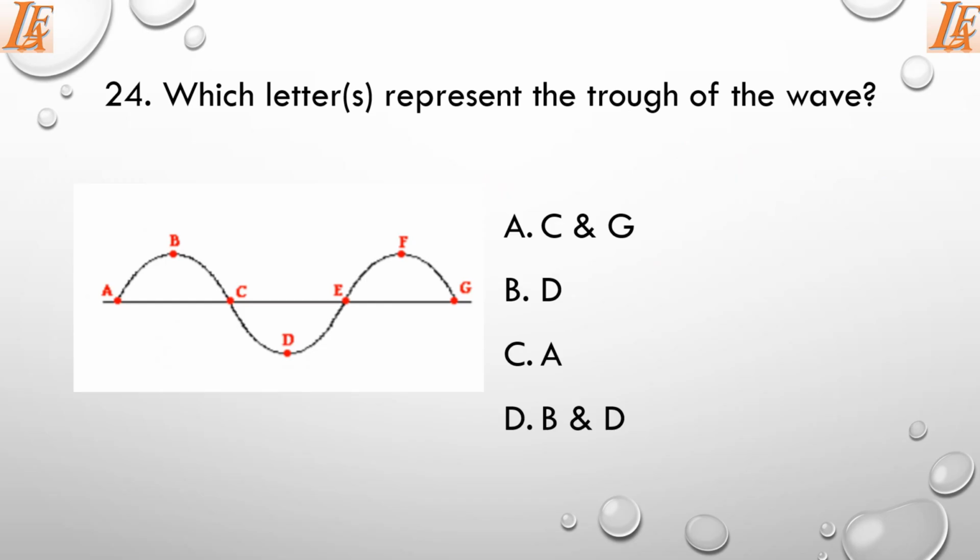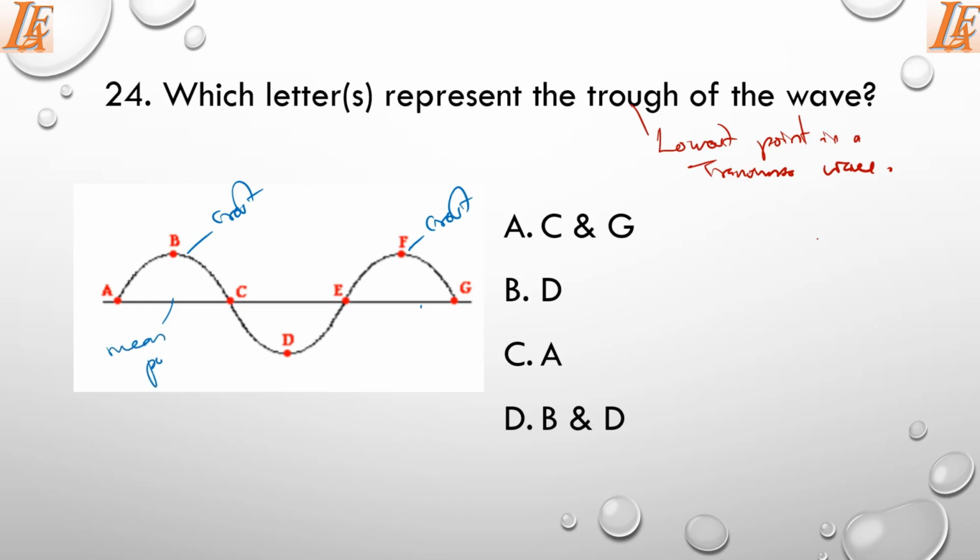Question 24. Which letters represent the trough of a wave? Remember, we defined a trough as the lowest point in a transverse wave. Therefore, let's label the parts of this transverse wave. B is a crest. F is also a crest, and they are the highest points of the wave. A, C, and G are the mean position. Then D is the trough, and this is the lowest part of the wave.